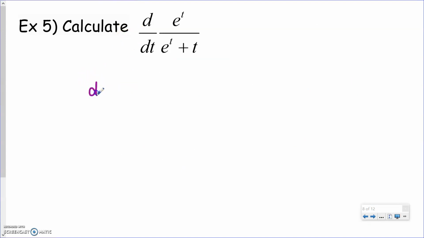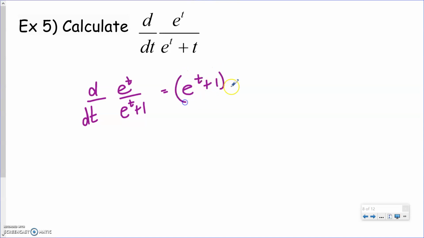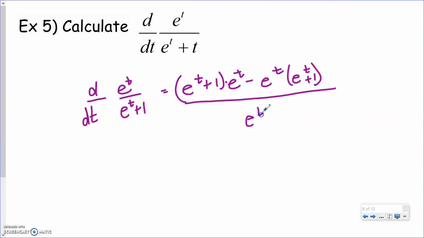Okay, same thing here. Low times d high, so low stays the same, take the derivative of the high, minus high times the derivative of the low. Okay, so the derivative of e to the t is just e to the t. Derivative of t is 1, so I get plus 1 there, over e to the t plus t. I wrote that wrong. That should be a t there too. And square it.